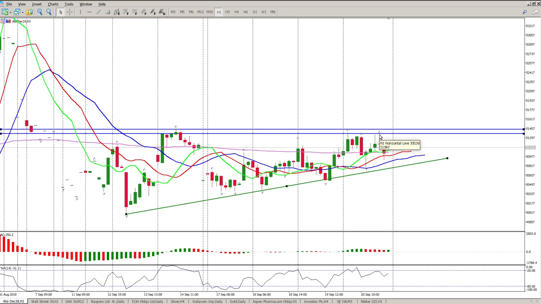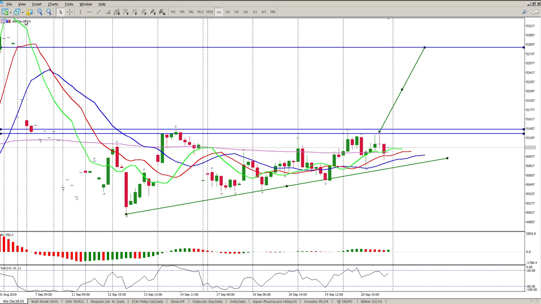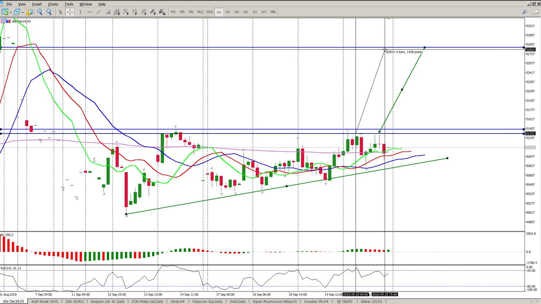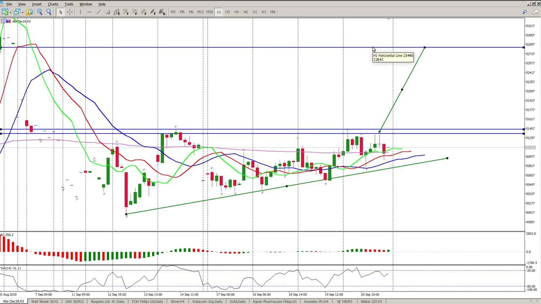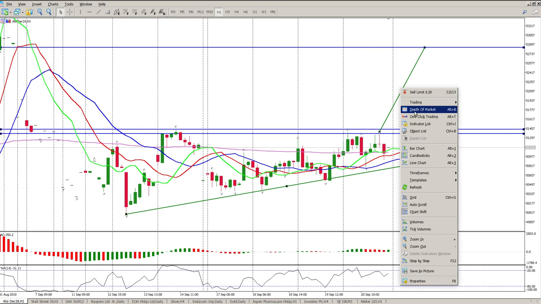51368 or 51370 is probably the safest one. So if we break above 51370, then you can expect that this consolidation pattern will play out, and our target for the short term is going to be up there, which is a nice 1,500 points, and that is 52845.